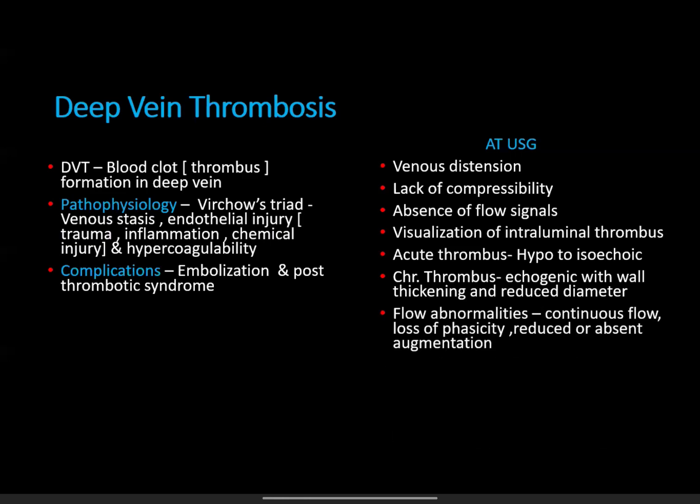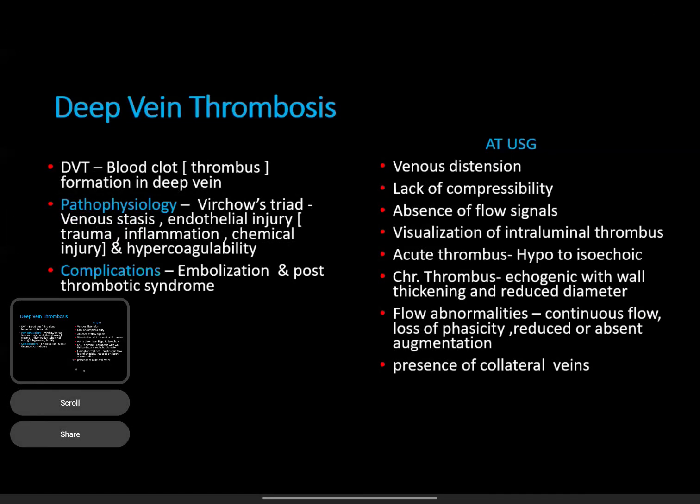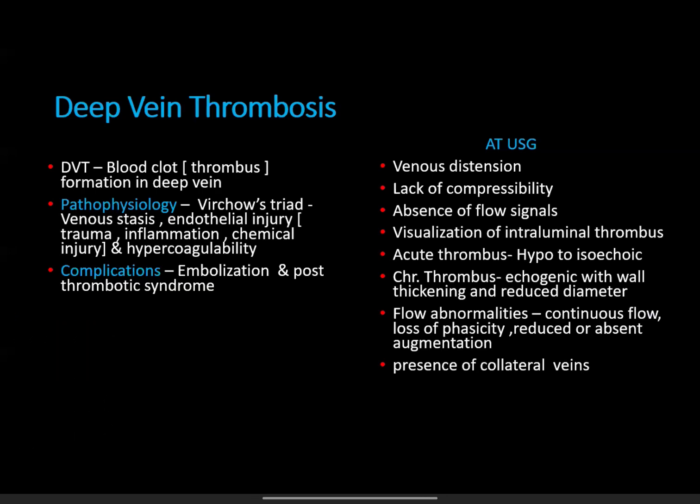We can see flow abnormalities in the form of continuous flow, loss of phasicity, reduced or absent augmentation on calf compression, and presence of collateral flow. We always look for the collaterals proximal to the obstruction, which is basically when deep vein thrombus is there, the flow goes to the superficial system through the perforator veins, and the superficial veins drain into the more proximal segment.